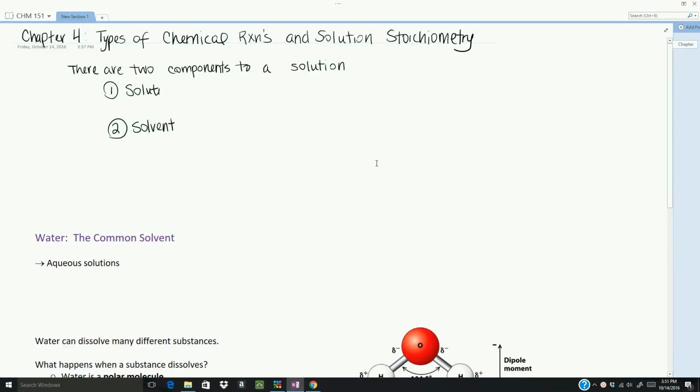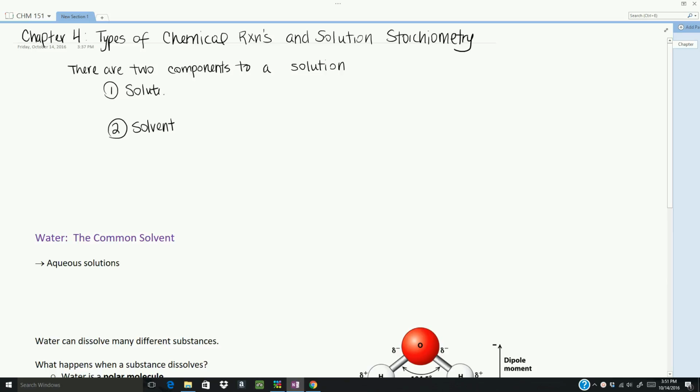Okay, so the next chapter that we're going to cover is chapter 4, which is called Types of Chemical Reactions and Solution Stoichiometry. So the first thing that we should talk about is: what are solutions? There are two different components to a solution: the solute and the solvent.